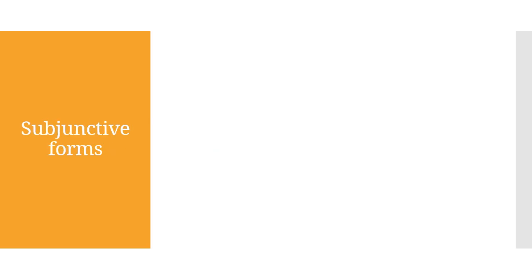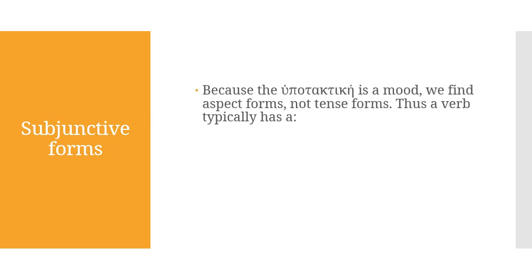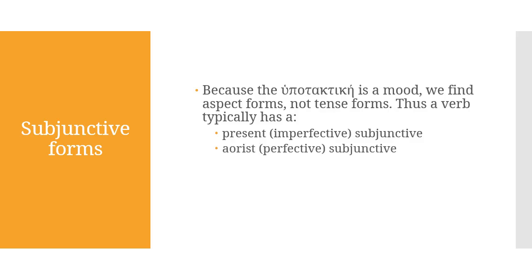Now we turn to subjunctive forms. Because the hypotaktike is a mood, we find aspect forms, not tense forms. Thus, a verb typically has a present or an imperfective subjunctive, an aorist, that is a perfective subjunctive, and a perfect, a completive, or even a resultative subjunctive. We'll deal with the perfect further on in our materials.